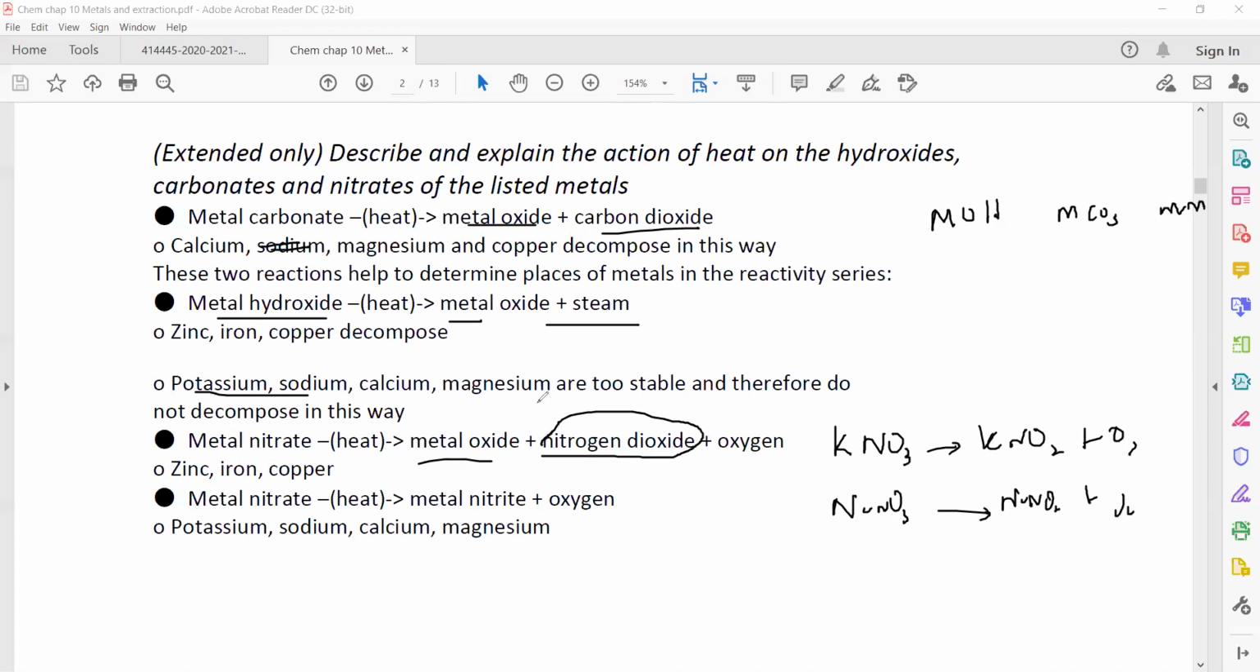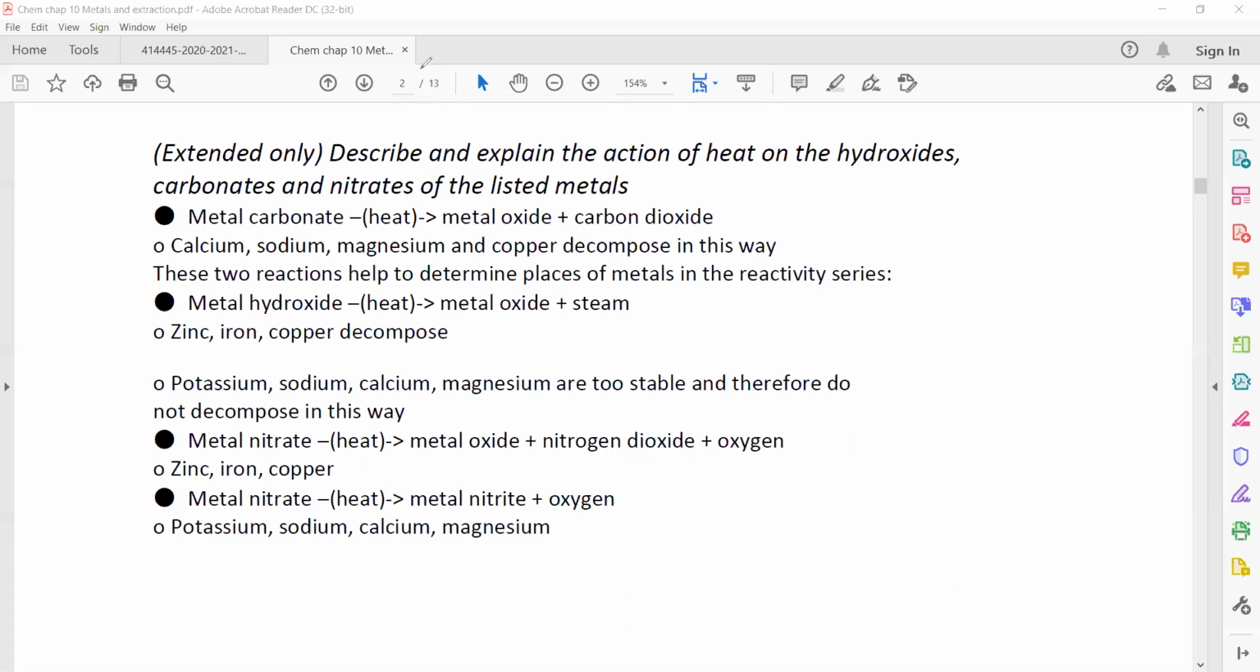Sometimes they ask, we have a metal nitrate and we are supplying heat energy, what is the observation? So the observation is that on heating it will release a brown gas, which is nitrogen dioxide. And nitrogen dioxide is a non-metal oxide, which is also known as acidic oxide. So it will have an effect on the indicator paper.